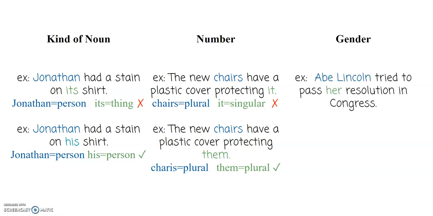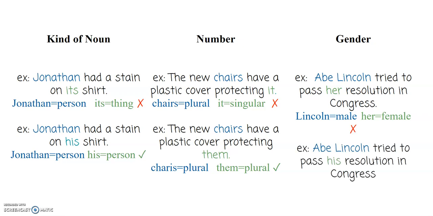And, of course, in terms of gender. So this is just male versus female. So this sentence, Abe Lincoln tried to pass her resolution in Congress. Abe Lincoln is male. He needs a male pronoun, so Abe Lincoln tried to pass his resolution in Congress.